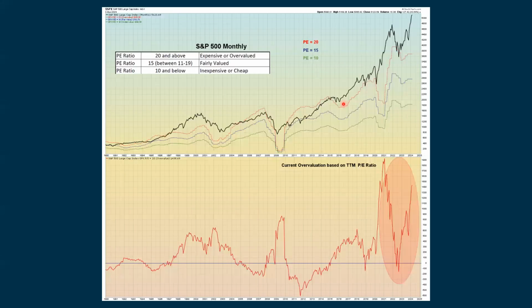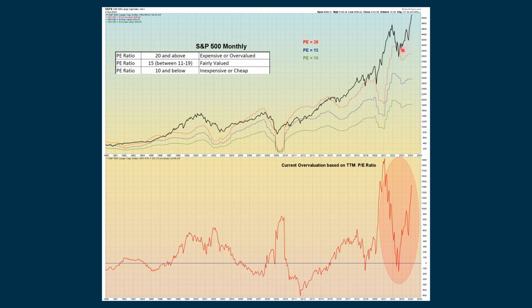The first chart looks backwards. This is called the trailing 12 months. And what we do is we plot the S&P 500 in black right here. PE ratios use static numbers, 10, 15, and 20. When we're at 20 or above, the market is considered to be expensive.